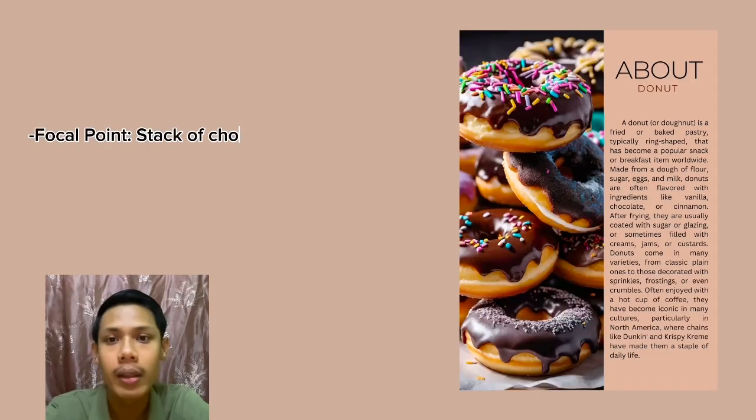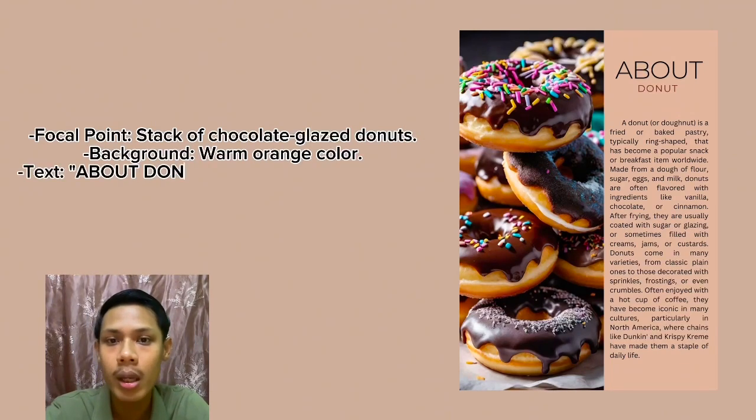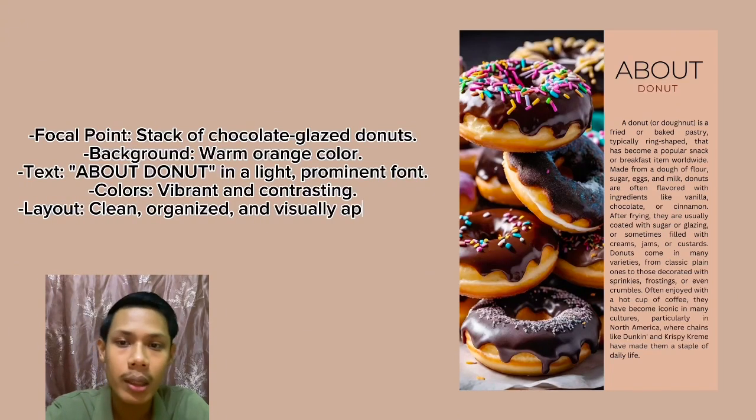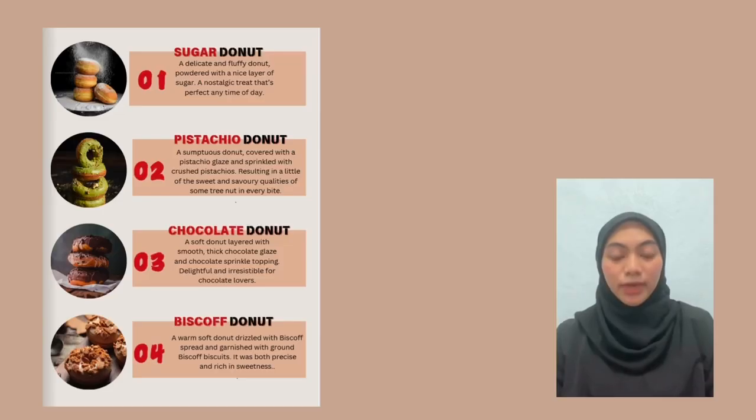About donut, the design highlights a stack of chocolate glazed donuts as the focal point with vibrant, contrasting colors, a warm orange background prominently placed above the donut text in a light font, and a clean organized layout for a visually appealing and informative presentation. Now I will continue with the next page, which talks about types of donut.